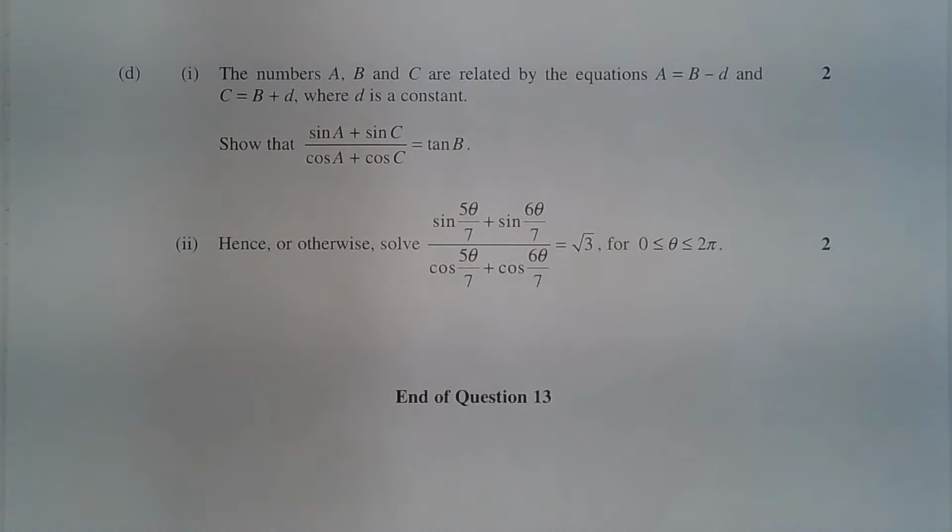Question 13d, Part 1. The numbers a, b and c are related by the equations a equals b minus d and c equals b plus d, where d is a constant. Show that (sin a plus sin c) over (cos a plus cos c) equals tan b.